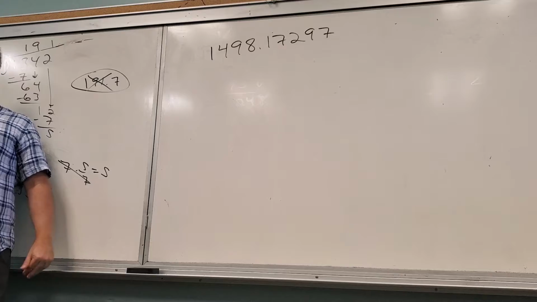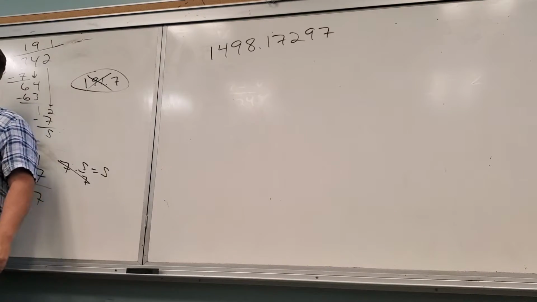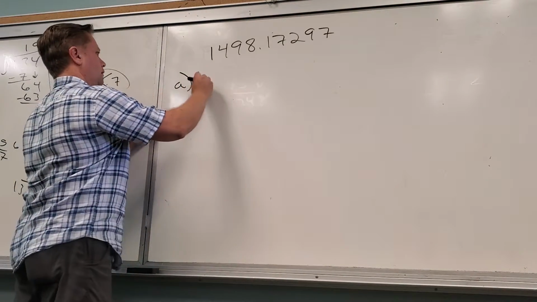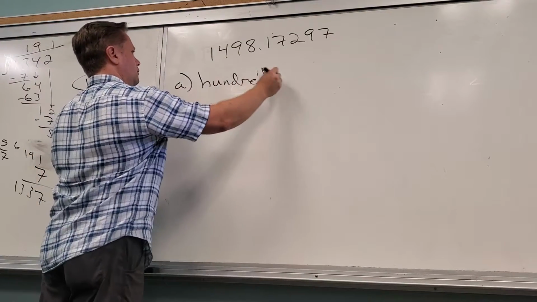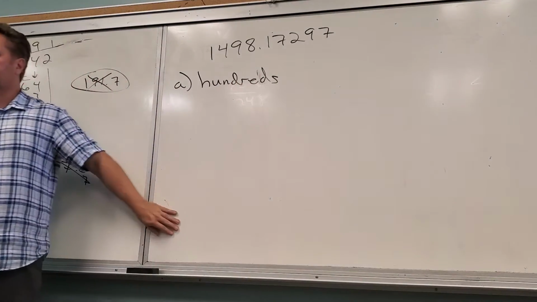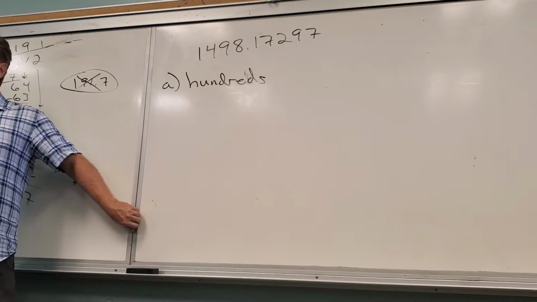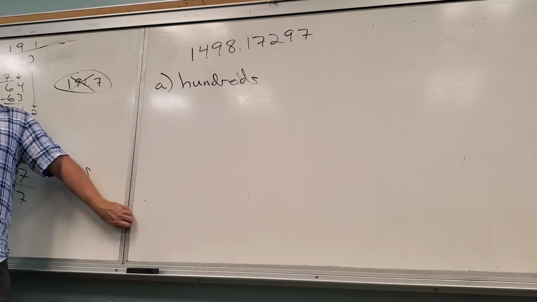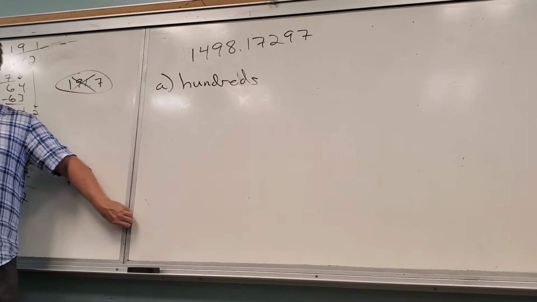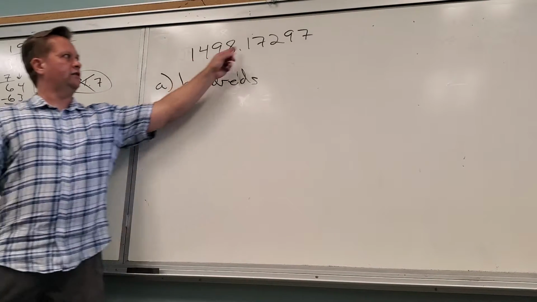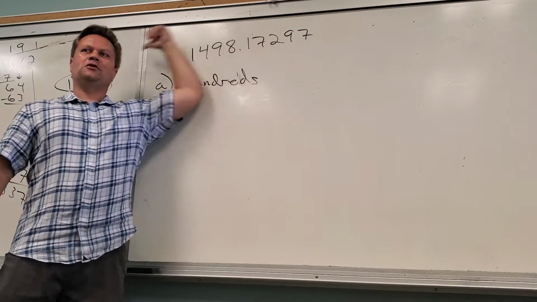Can you round that to the hundreds place? 1498. Oh, wait a minute. Hundreds, right? Not hundredths. What number's in the hundreds place? 4. What number's in the hundredths place? 2. Beautiful. You guys see? So if you've got a decimal, it's after the decimal. If you don't, it's before.